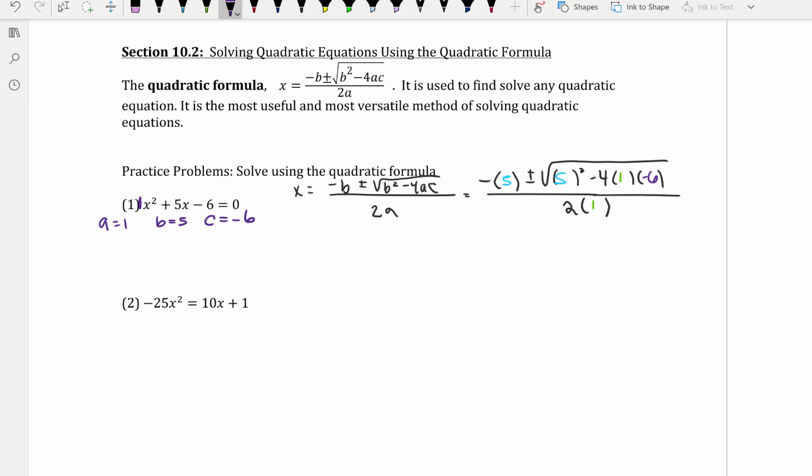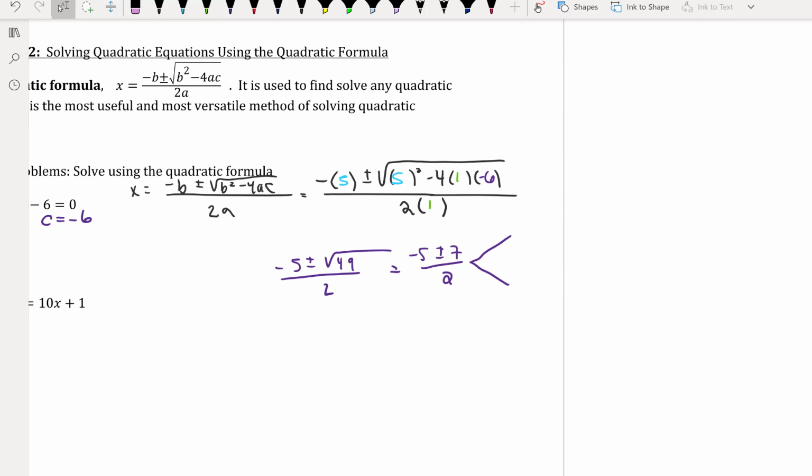So I have a negative 5 plus or minus. Now I'm going to do the inside, all inside my calculator. So I have parentheses 5 squared minus 4 times 1 times a negative 6. And I'm going to get a 49, all being divided by 2. So really this is a negative 5 plus or minus 7, divided by 2.